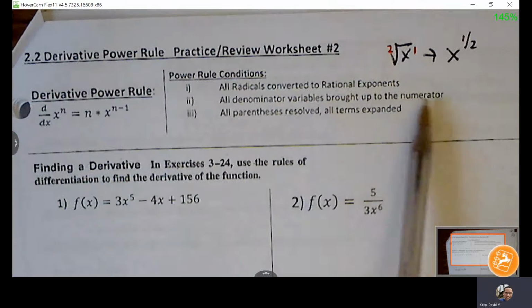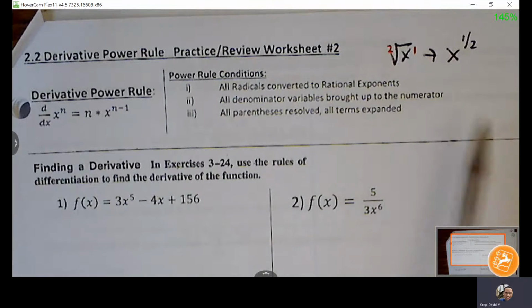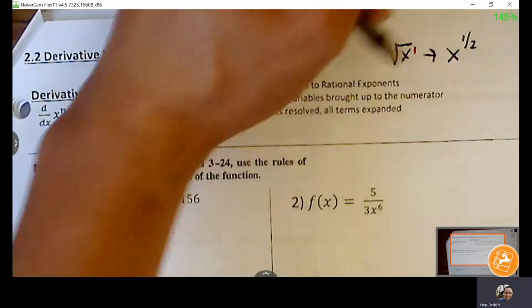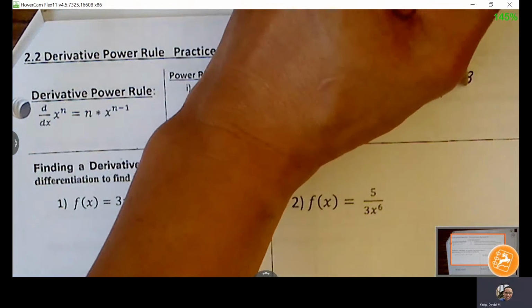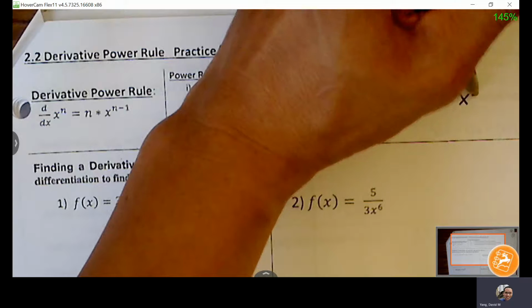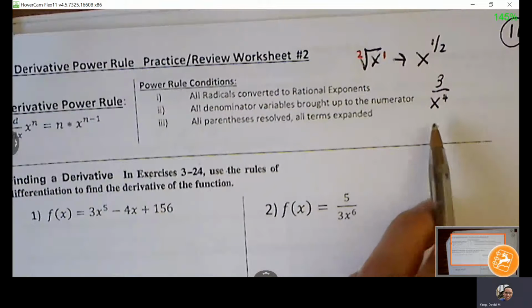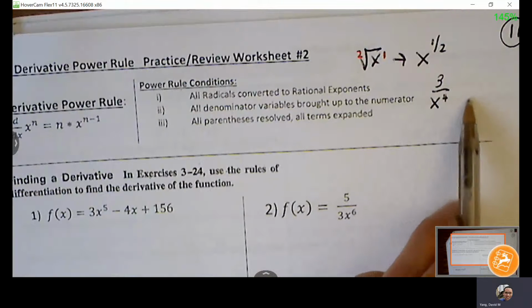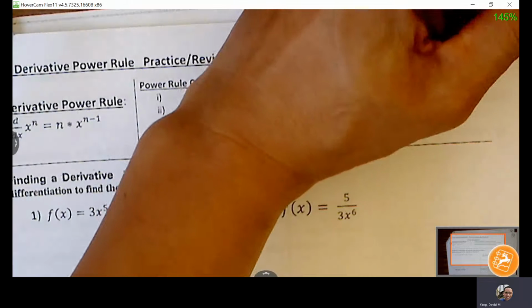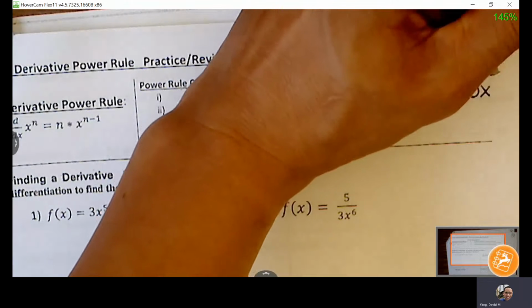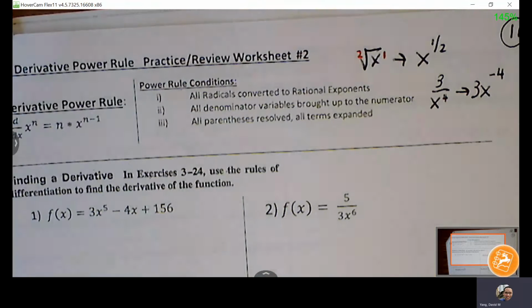Denominator variables have to be brought up to the numerator before we can do power rule by making the exponent change signs. So if I have 3 over x to the 4th, I can't do power rule with the variable in the wrong place. We have to push this up to the top. We got to make it 3x to the negative 4 before we can apply power rule.